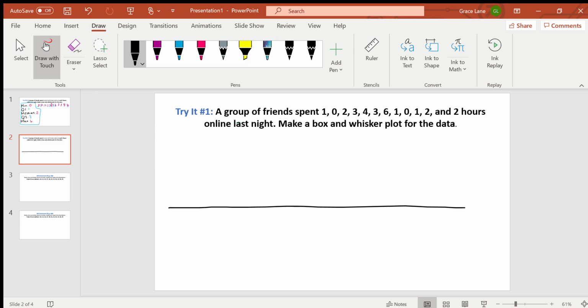So the smallest number in the list was 0. The biggest number was 6. So your number line has to go between 0 and 6. And you can pick what to count by. If you had a bigger variety of numbers, you'd probably not want to count by ones. But this one, it only goes up to 6, so I'm going to count by ones.